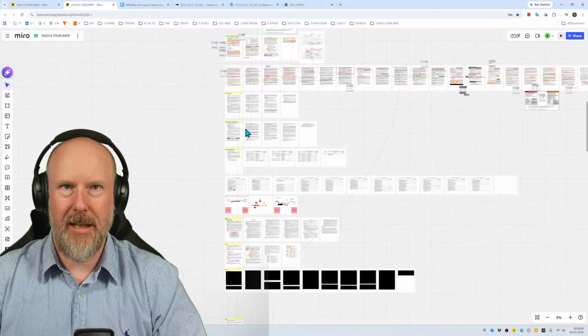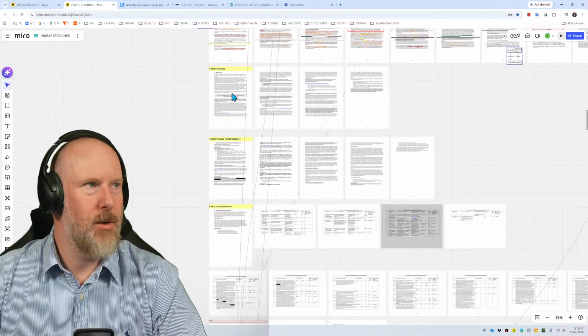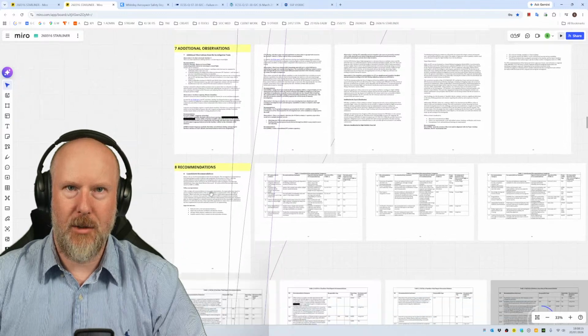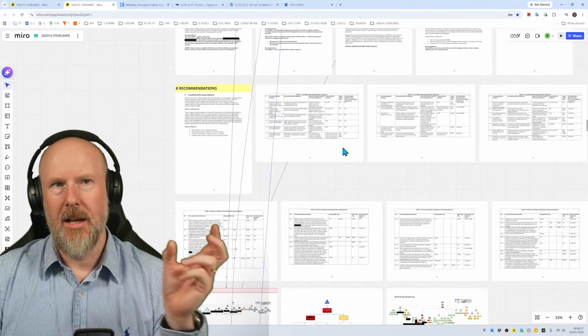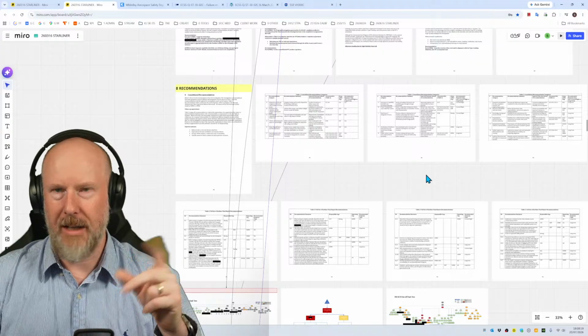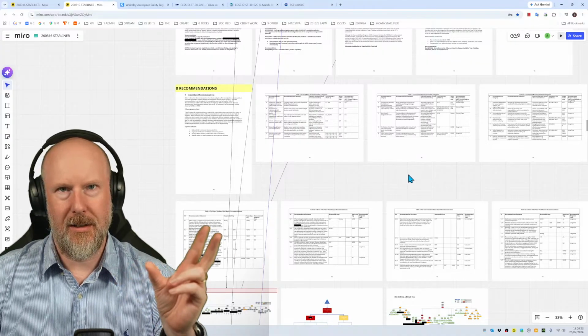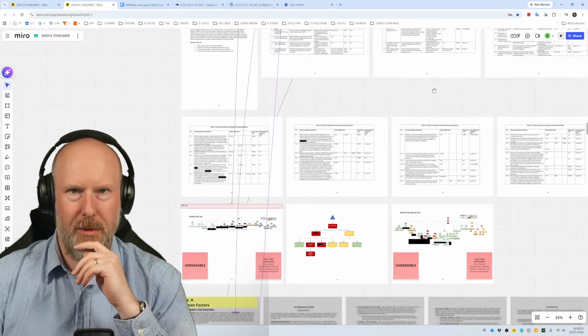And then these sections here and here, these are to do with root causes, additional observations, and then number 8 is recommendations. And given that we've talked through the recommendations at length as we've gone through the report, we probably won't spend much time on this section.